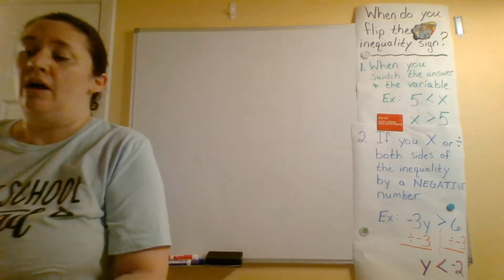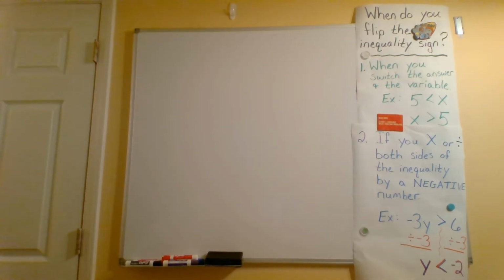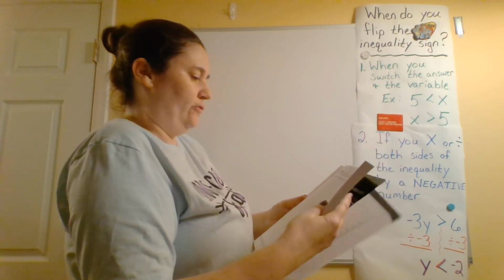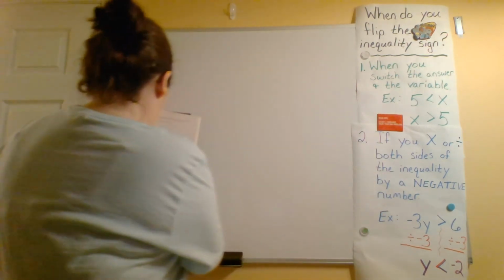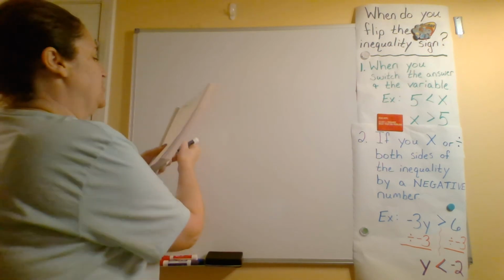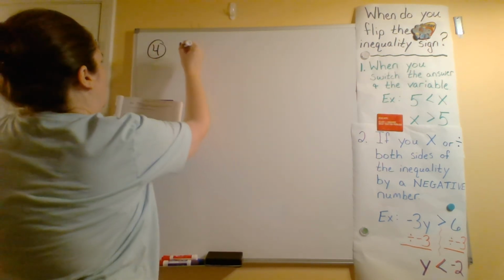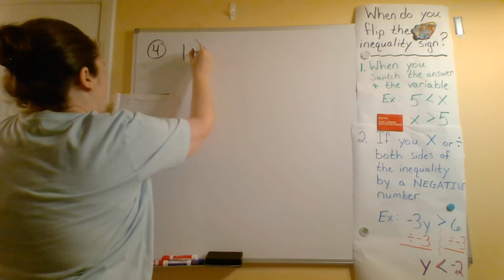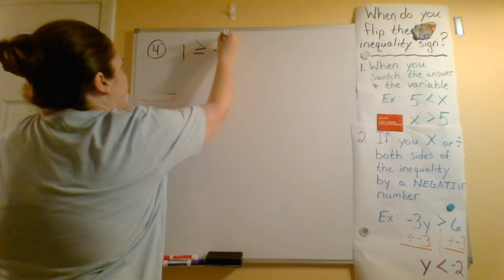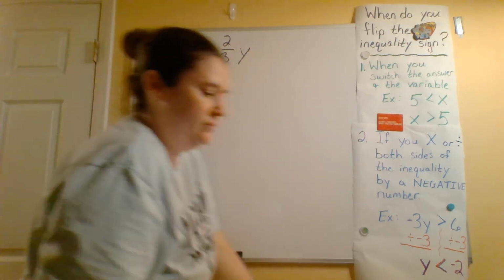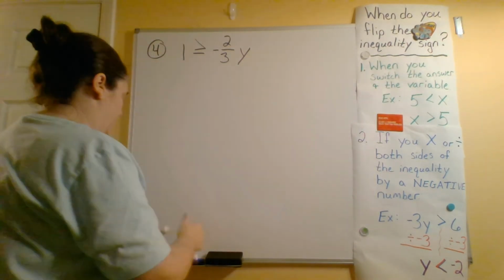Let me just go over a couple. I think we have time to go over maybe 2 of them. Let me go over, let's see, let's do number 4. Number 4 looks like an interesting one. It says 1 is greater than or equal to negative 2/3 y. We're going to do this one step at a time.